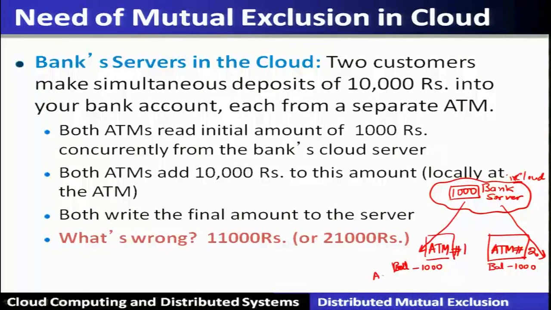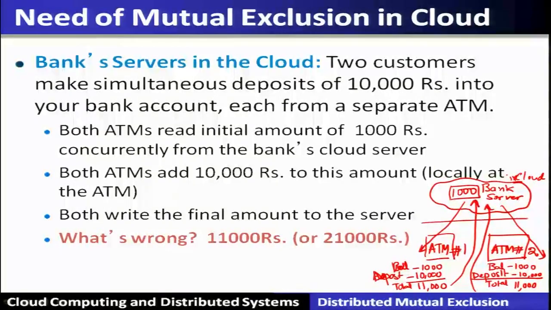They want to add or deposit 10,000 to it, so the total becomes 11,000. Similarly here it also wants to deposit 10,000, so the total becomes 11,000. Both write these values to this server concurrently.